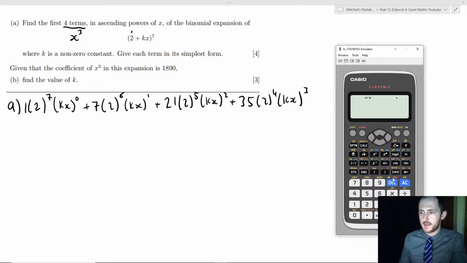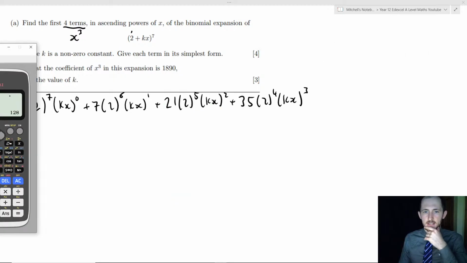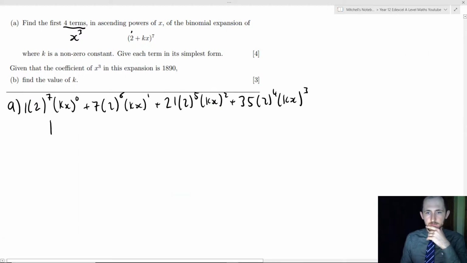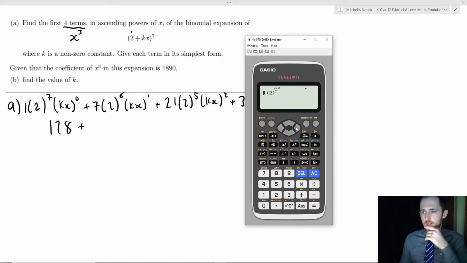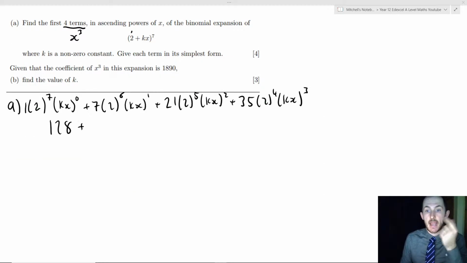And this is where some students mess up. So I write the exact thing it says here. So 1. And normally I would actually include the bracket of the x in it. But because we have a k, which is an unknown, I'm not going to do that. So the first thing is 128. Plus. And what I do is I change the number in front, 7. The end. 448. Now it's kx.